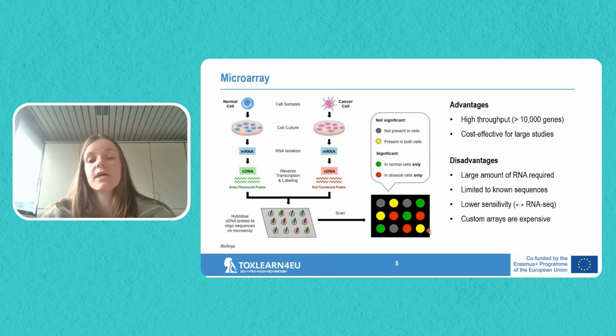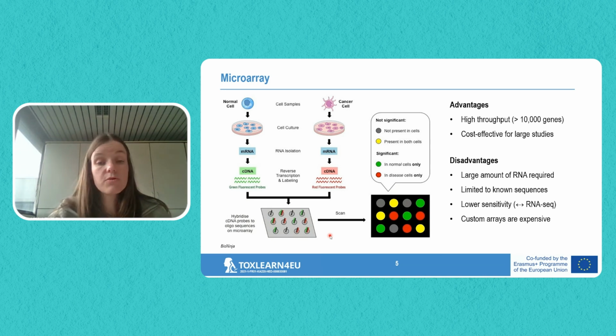But of course, the method also has some disadvantages. The first one is that it requires quite a large amount of RNA. So this might be difficult in some experimental setups. Another disadvantage is that the method is limited to known sequences. In order to develop these complementary oligo sequences that are put on a chip, you need to, of course, know the sequence of your genes of interest. And this is something which we will see in the next slide. It's not required for RNA sequencing.